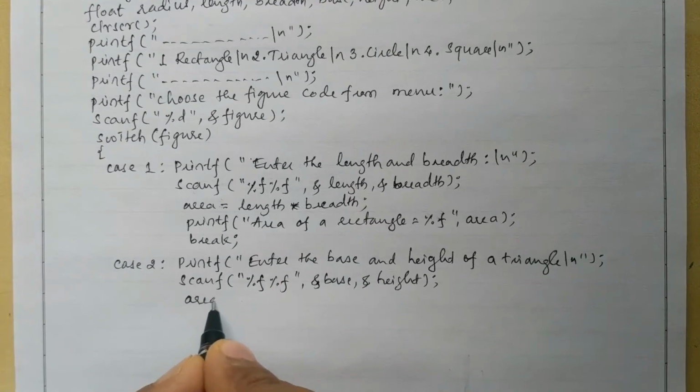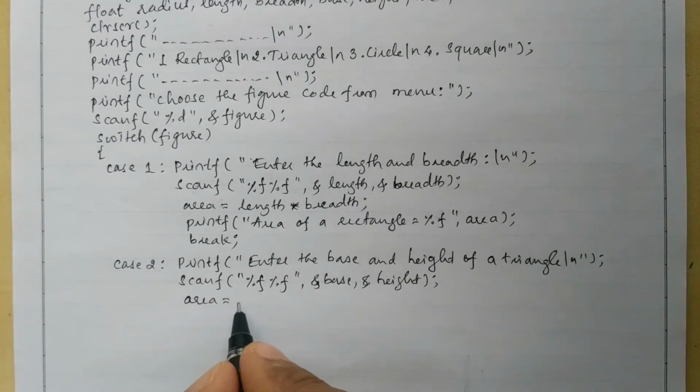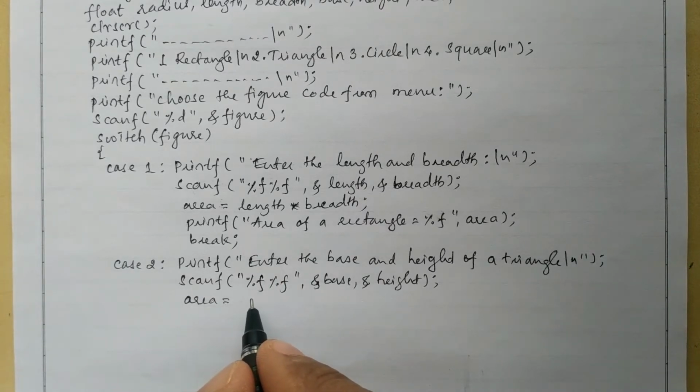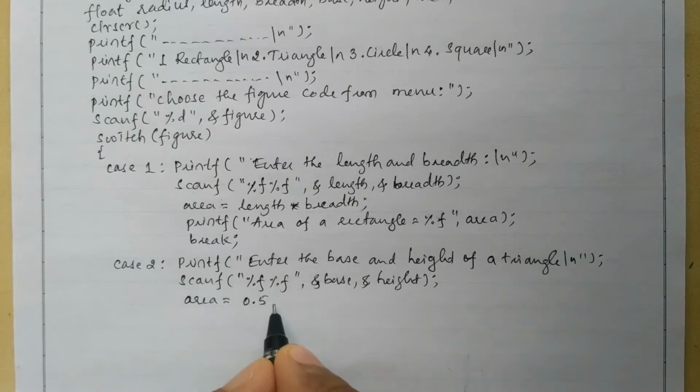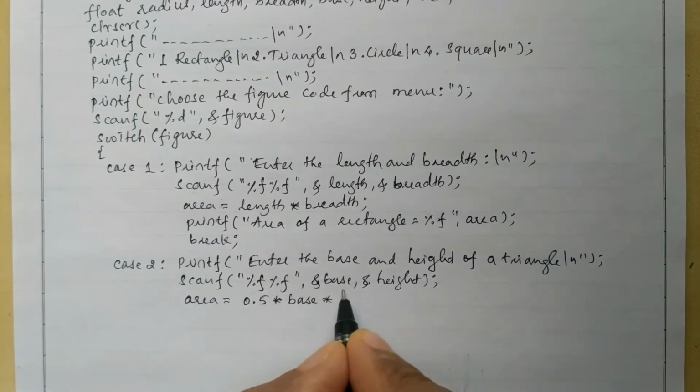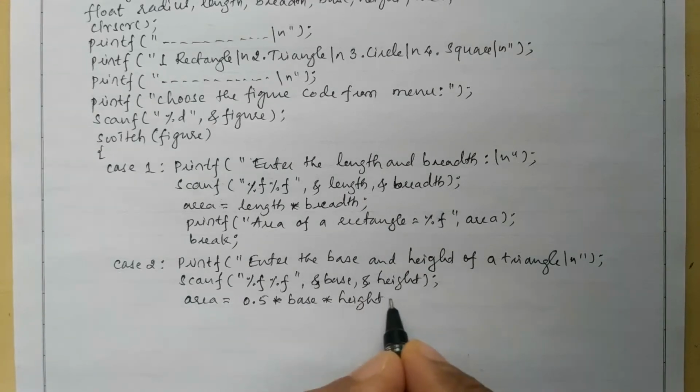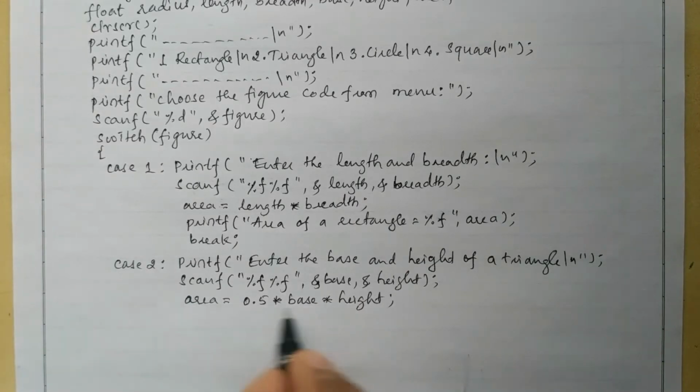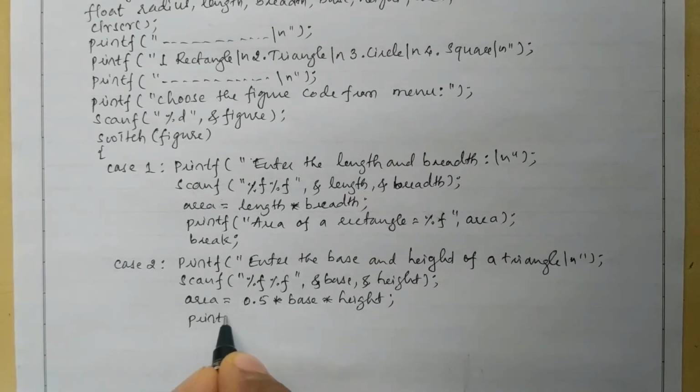So here I'm going to write area is equal to. The area of the triangle can be calculated using the formula 1/2 into base into height. So 1/2 can be written as 0.5 into base into height, and put a semicolon. So the calculated value will be stored in area, and now we are going to write a printf statement.